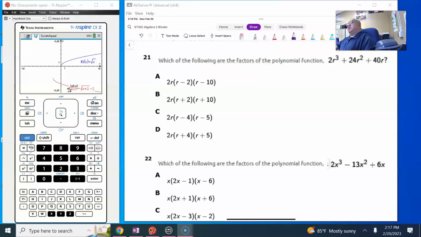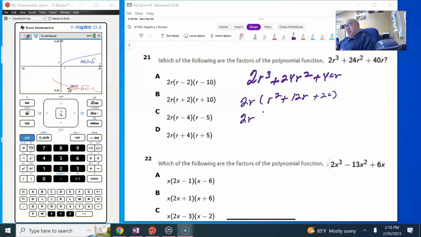So 21, which of the following are factors of this polynomial? So you have 2r cubed plus 24r squared plus 40r. You factor the greatest common factor, which is 2r. You're left with r squared plus 12r plus 20. You're going to have to find the factors of 20 that multiply to give you 20, but also add to give you 12. In this case, it's going to be 2r, r plus 10, and r plus 2. So your answer is B.